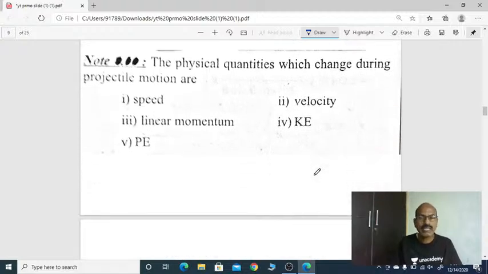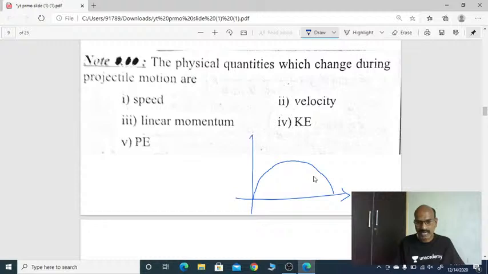The physical quantities which change during projectile motion. During projectile motion, we know that the horizontal velocity remains constant. Vertical velocity decreases as we go up in altitude, right? And once it reaches the maximum height, there it's only horizontal velocity.